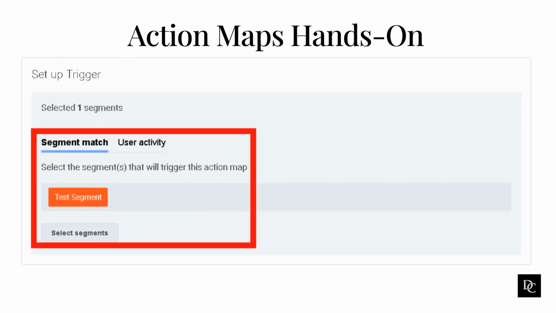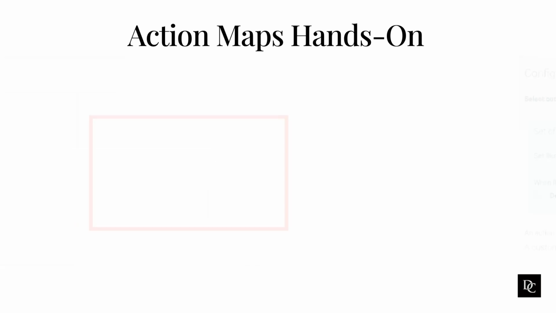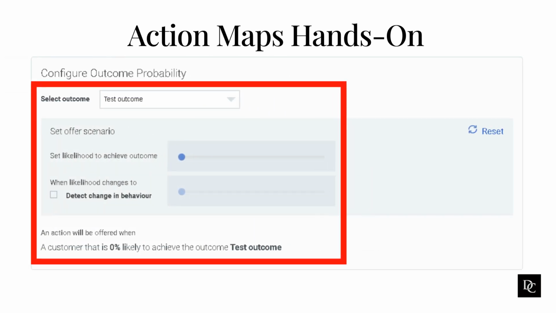Specify the segment that triggers the action map. Select the outcome you just created. To minimize an outcome, such as preventing a call to support, use only the Set Likelihood to Achieve Outcome slider. To maximize an outcome, such as making a sale, use both sliders. Set Likelihood to Achieve Outcome means that the likelihood of the visitor achieving the outcome is greater than or equal to the percentage that you set.